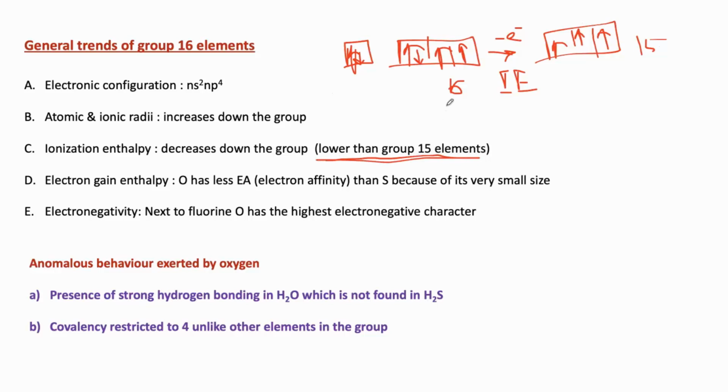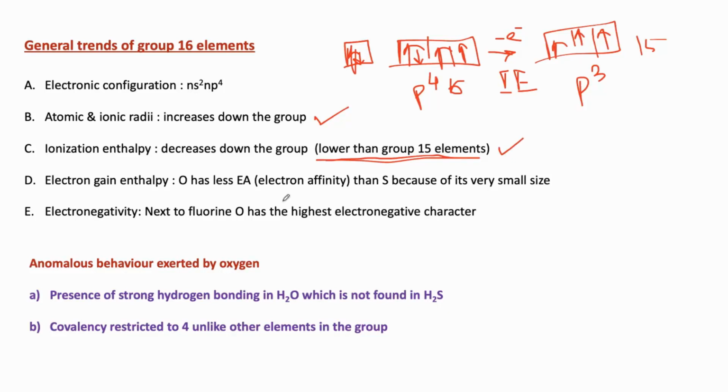Because if we can pull off the valence electron of group 16, it will go to the highly stable electronic configuration, that is p3, from a less stable electronic configuration p4. So the ionization enthalpy of group 16 elements is lower than group 15 elements. In the other cases, it is quite the same as group 15. The atomic or ionic radii also increase down the group, because the principal quantum number n increases, and ionization enthalpy also decreases down the group because the principal quantum number increases.